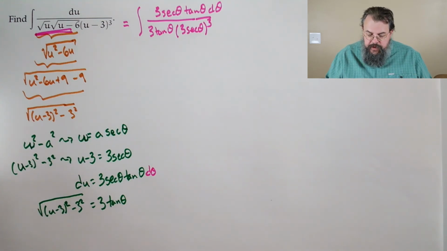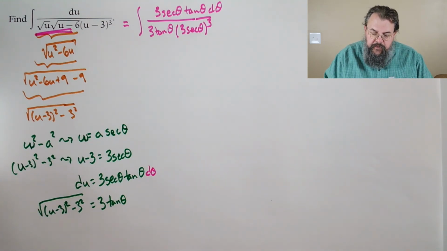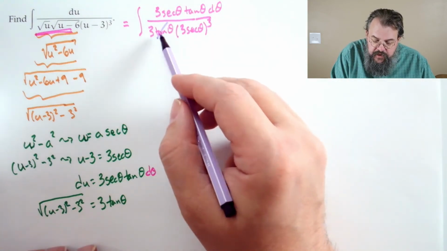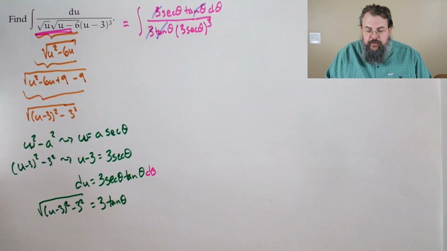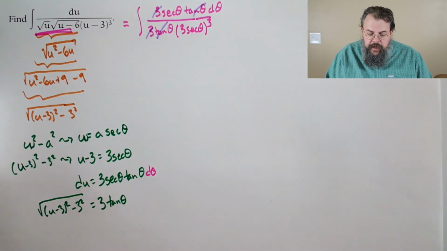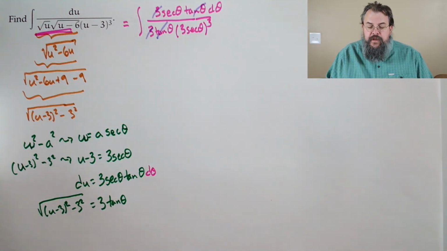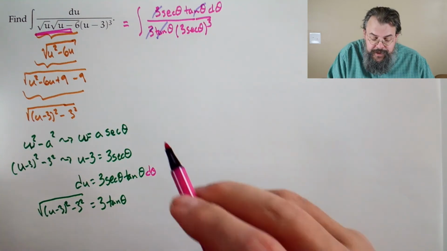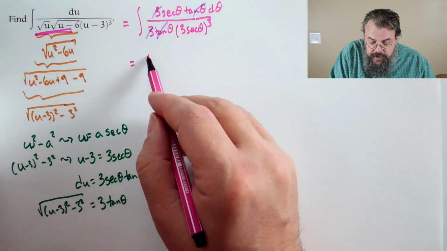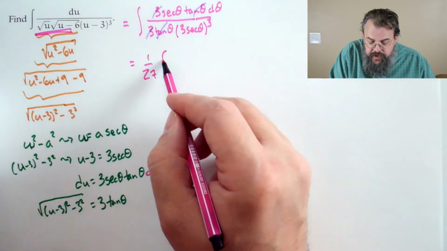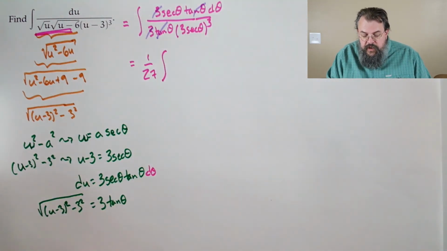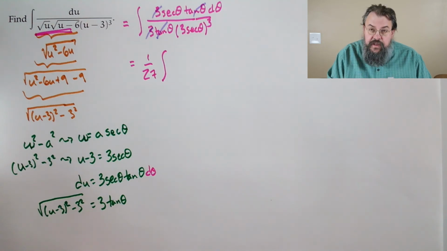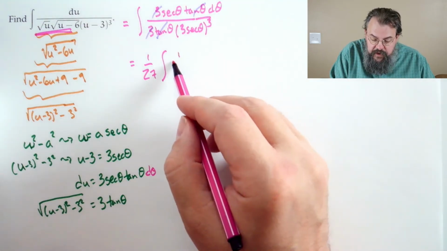We can clean up a little bit. Certainly we can get a tangent to cancel, that's good. Get a 3 to cancel, that's great. What do we have? Well, we have a 3 cubed, so that will give us a 1 over 27. So we want to pull that out. And then we have a secant, and there's a secant cubed. Okay, so secant over secant cubed makes a secant squared.